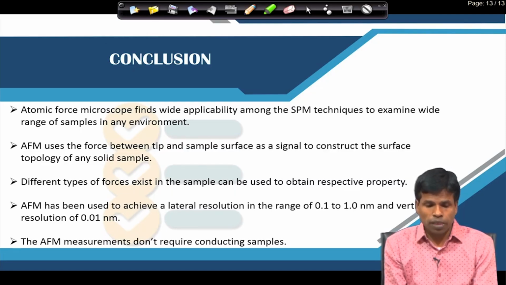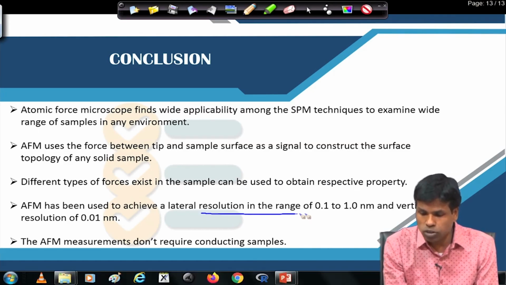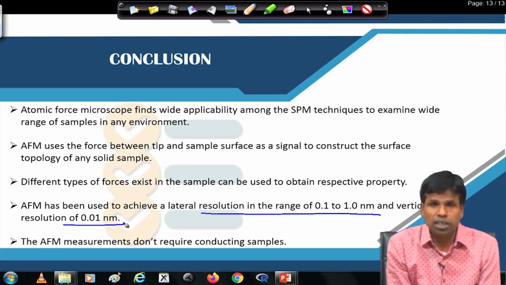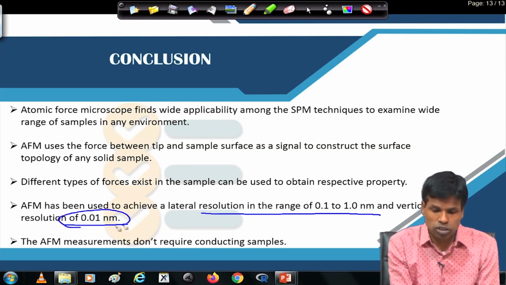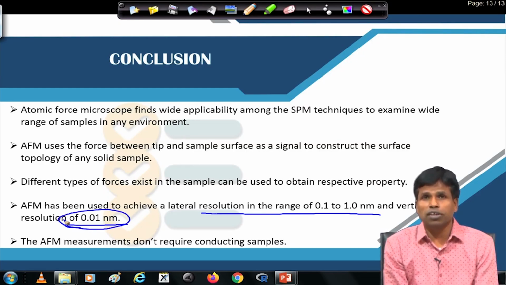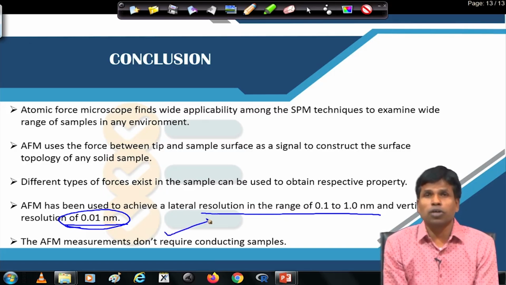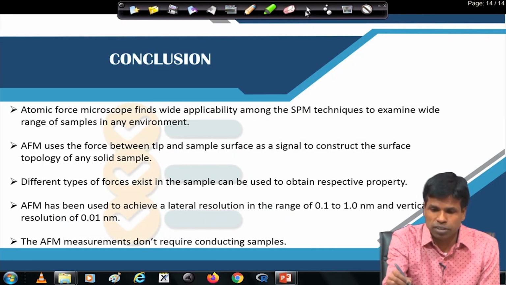And as different forces exist on the sample surface, we can use the forces for measuring the respective property of the sample. AFM has been used to achieve a lateral resolution of less than 1 nanometer and a vertical resolution of less than 0.01 nanometer, very high super resolution vertical resolution. There is no other technique that can provide such a high vertical resolution. And for AFM measurements, we do not require a conducting sample. All kinds of samples can be done, one of the major advantages of the atomic force microscope.